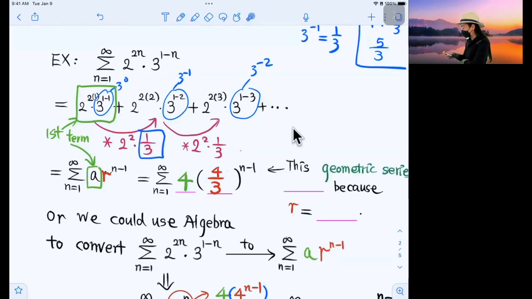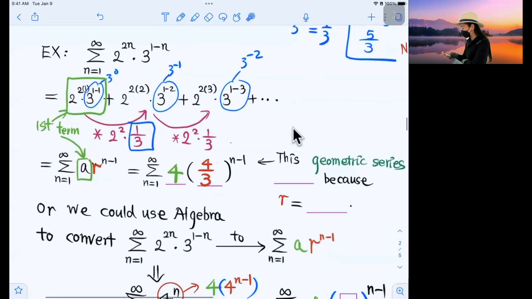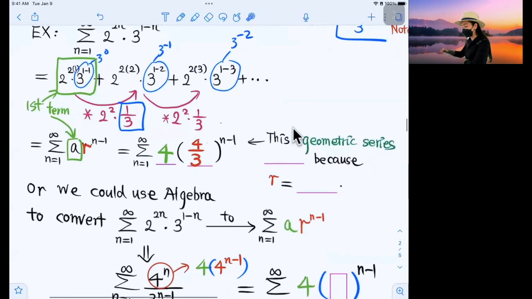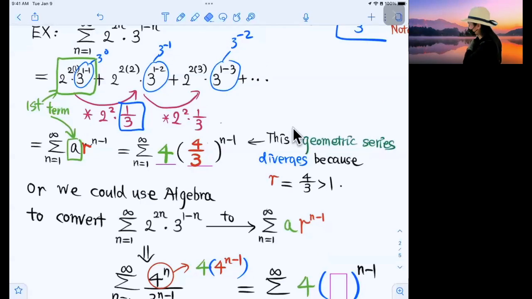Does this geometric series converge or diverge? What's the reason? Yeah, it is greater than 1. So it diverges. Okay. It only converges from negative 1 to 1. If it's outside, then it diverges.